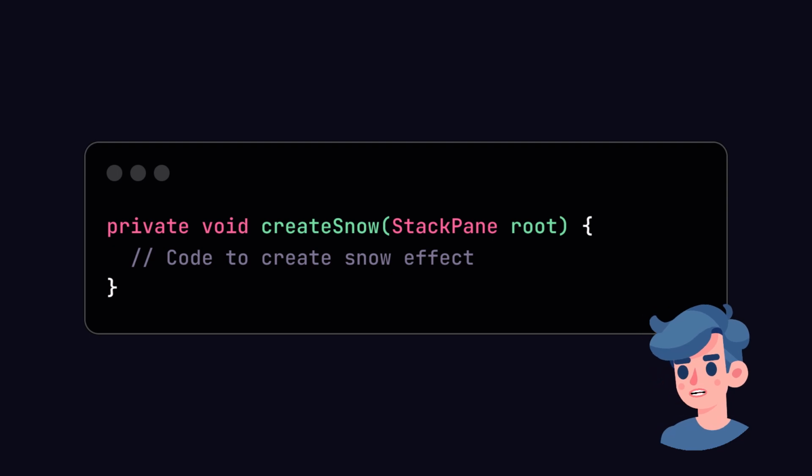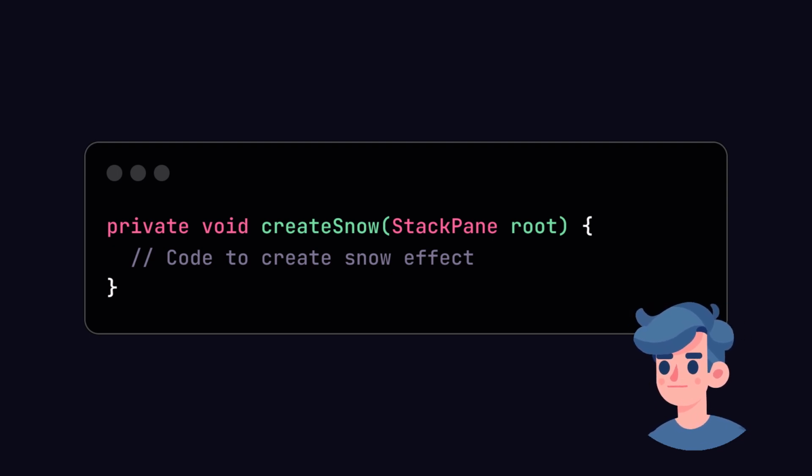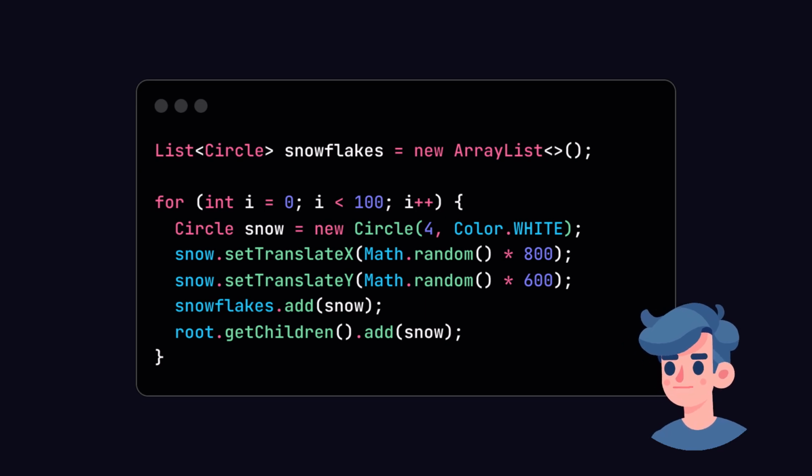Next, let's add a snow effect. Similar to rain, we will create a method for snow effects. Inside the createSnow method, we will use circle objects as snowflakes. We will adjust the size and color to make them appear as snow. Let's create our snowflakes as we did for raindrops.